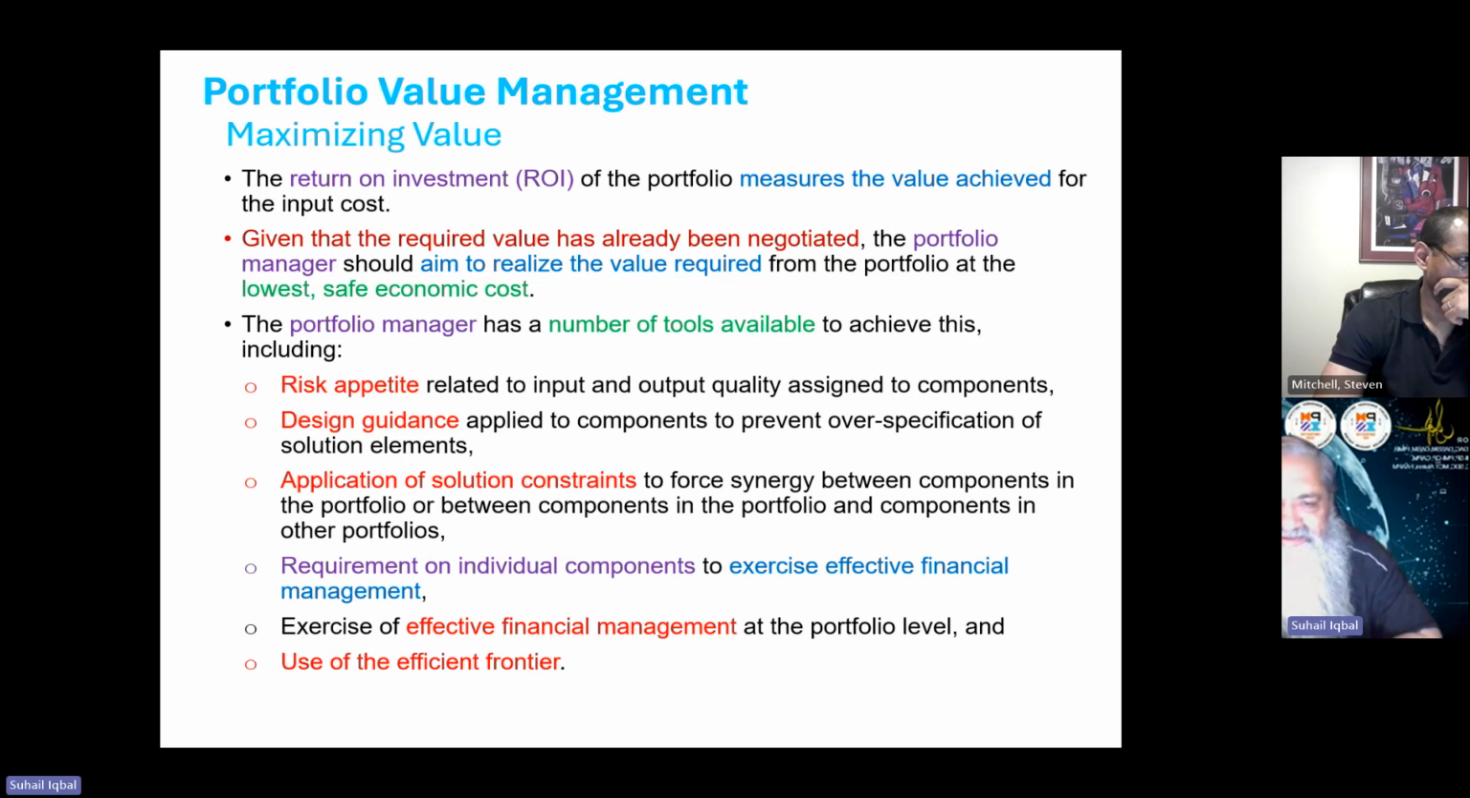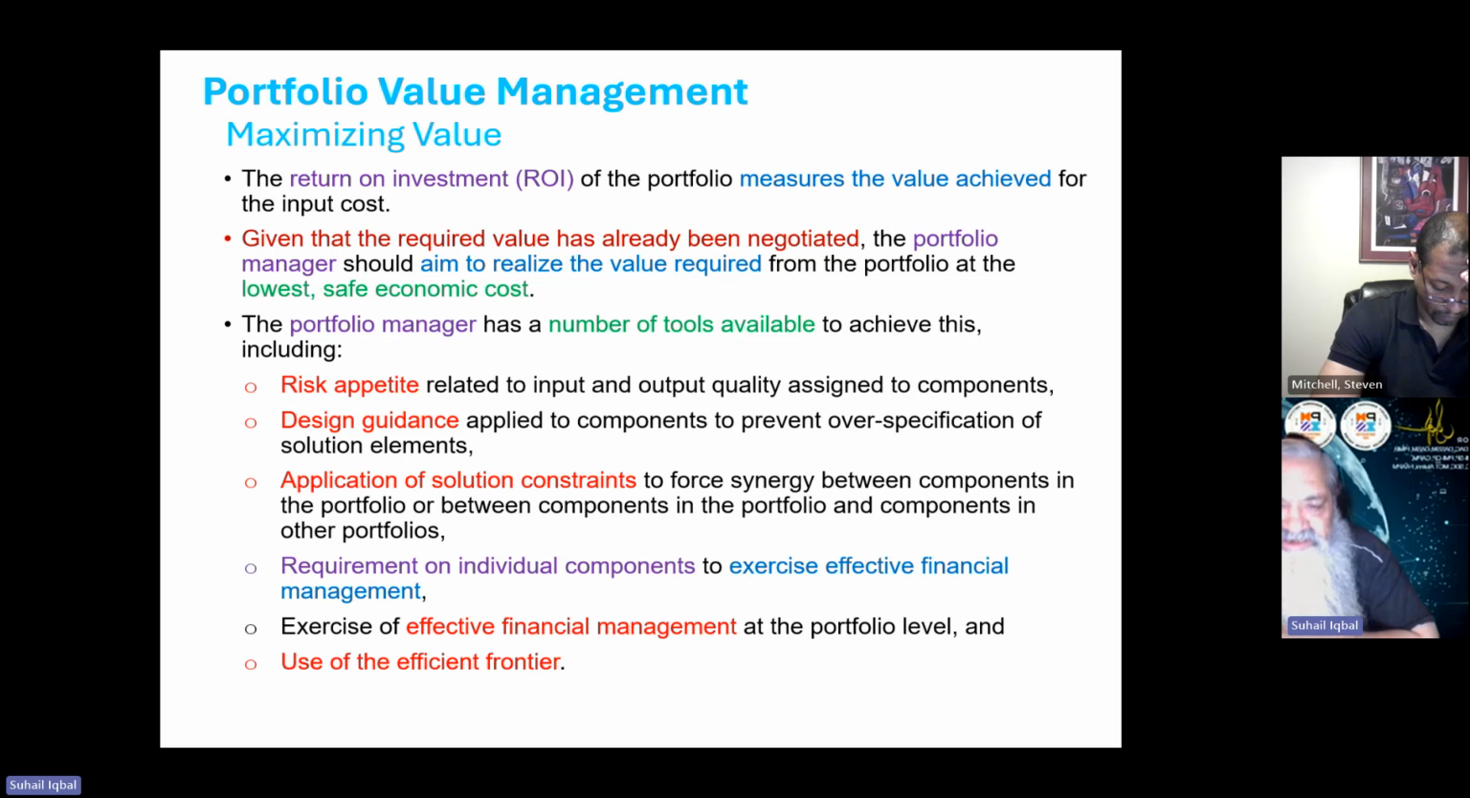Then there is design guidance, which applies to components to prevent over specification of solution elements. Components are projects and programs. So design guidance is provided by the portfolio to the subordinate projects and programs so that they do not get into over specification and waste money on it, because we want to increase ROI, maximize ROI. So we have to shave off our extra expenditures.